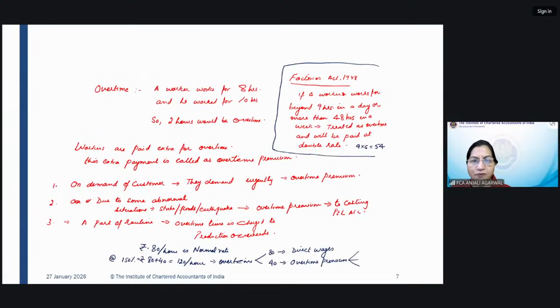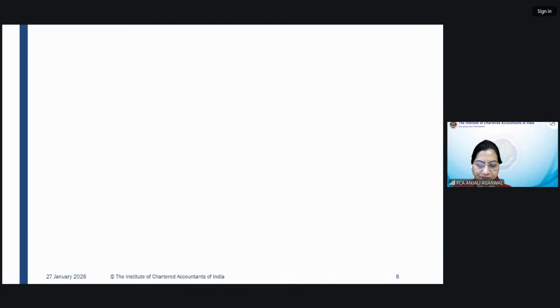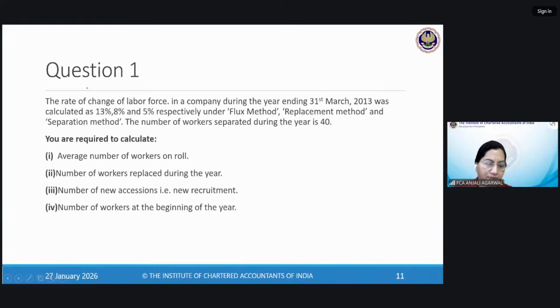Then we talked about overtime, and how overtime premiums are also handled. Now, when we talk about employee cost, one very important aspect will also be how to pay the workers, and on what basis.